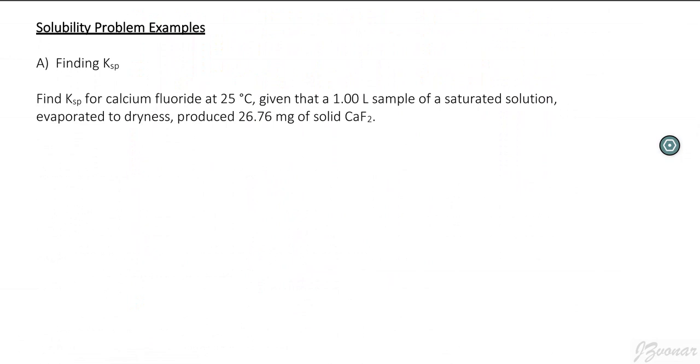In this first example, we want to find the KSP for calcium fluoride at 25 degrees Celsius, given that we've got a 1 liter sample of a saturated solution. So this is very important that we've got a saturated solution. It's evaporated to dryness and it produced 26.76 milligrams of solid calcium fluoride. So let's record what pieces of information we've been given.